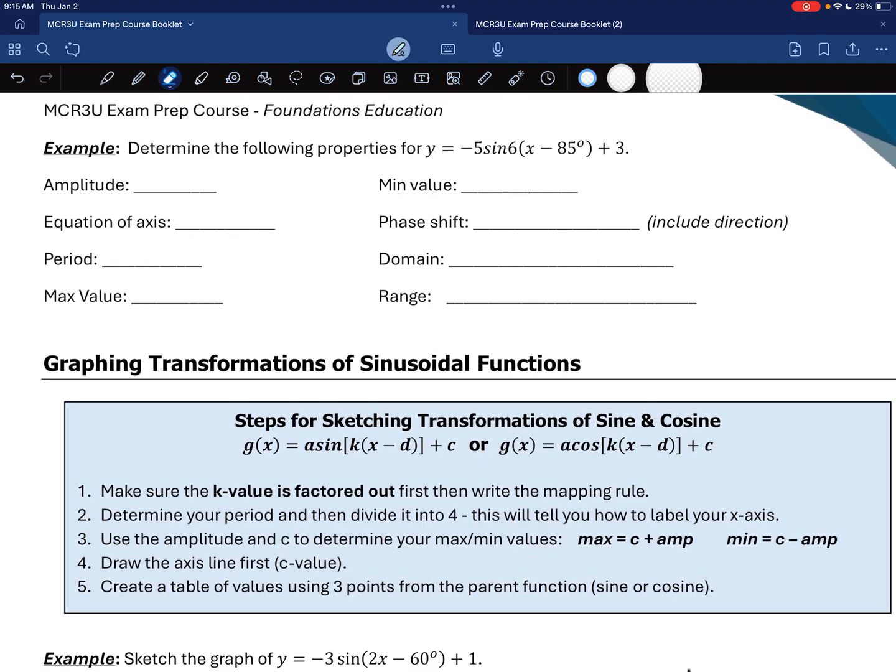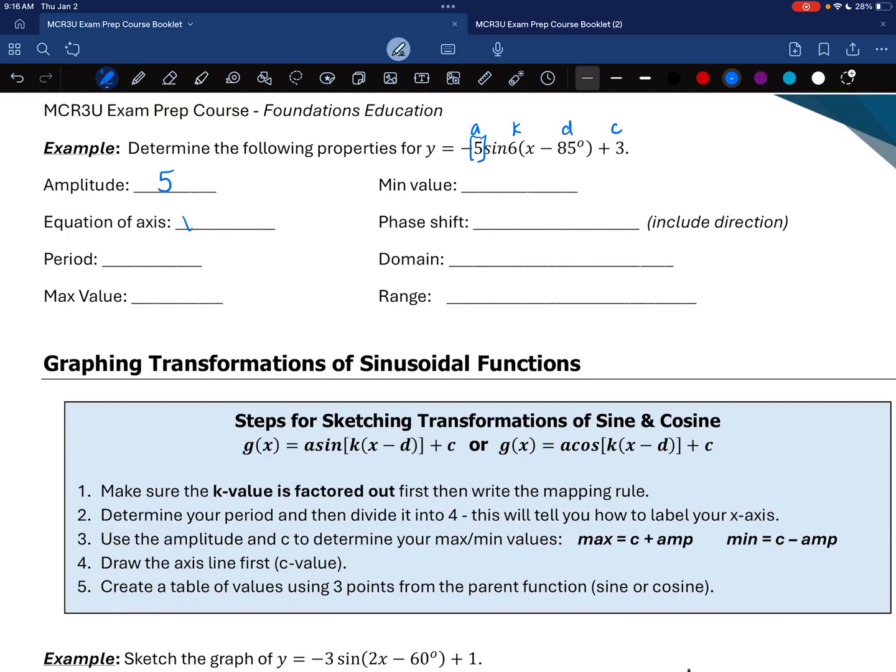We're going to determine the following properties for this function. So we have our parameters a, k, d, and c. We're going to use those parameters to connect to these properties. So a is the amplitude. The amplitude here is 5. The negative pertains to a reflection, so it's irrelevant in terms of the size of the amplitude. So this is just 5.